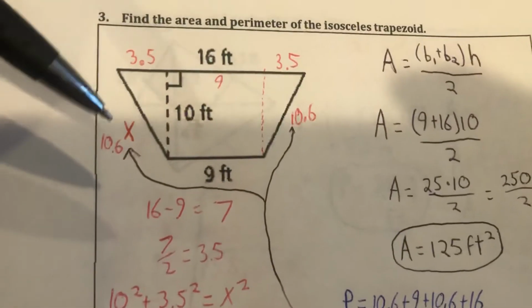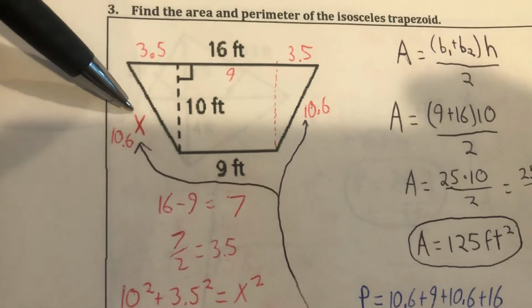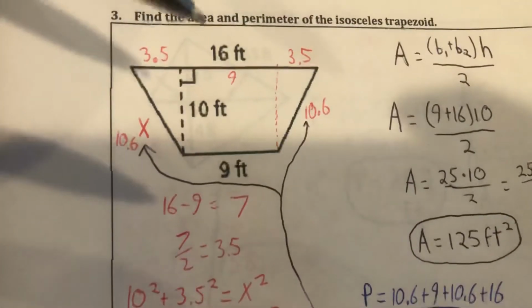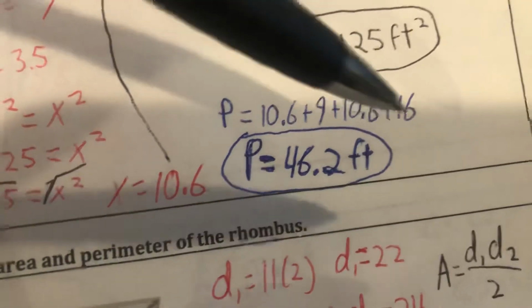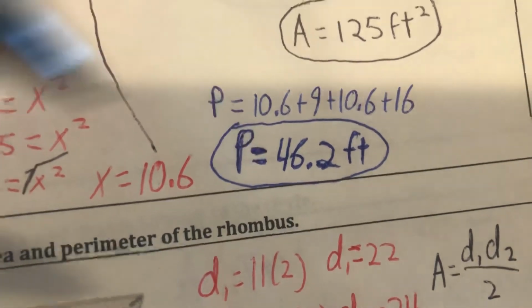So to go after the perimeter, we now know it's isosceles. We get 10.6 here and here. So we're just going to have to add the four sides. We got 16, 10.6, 9, and 10.6. When we go to add those four together, you should get 46.2 feet for the perimeter.